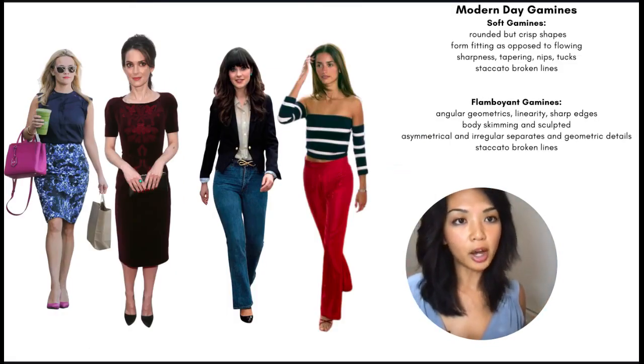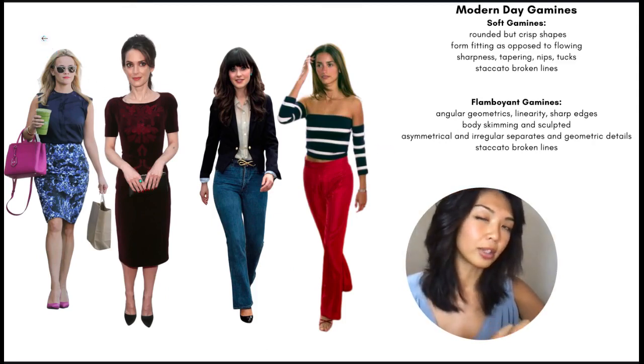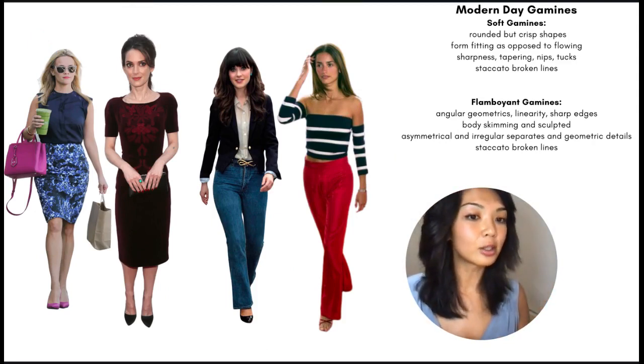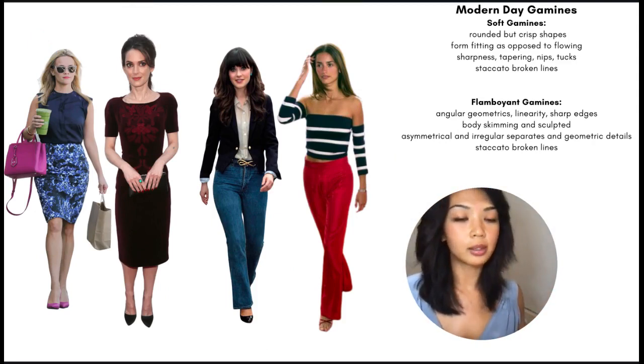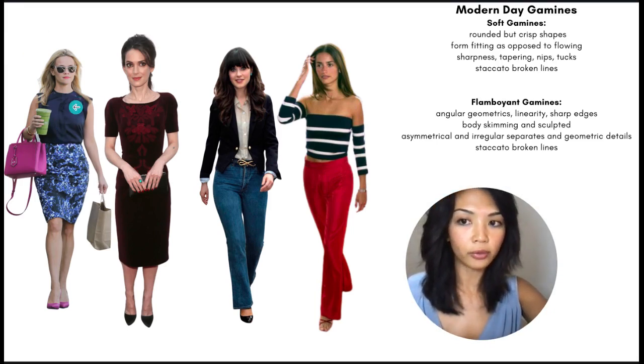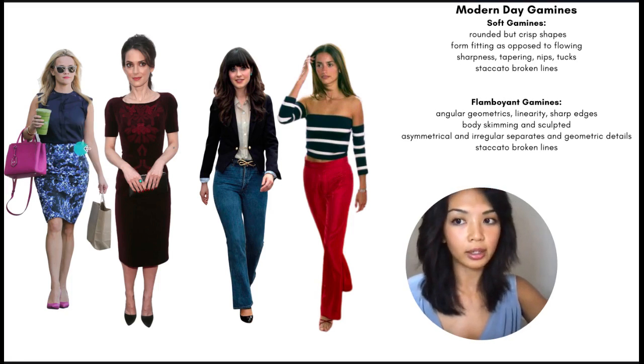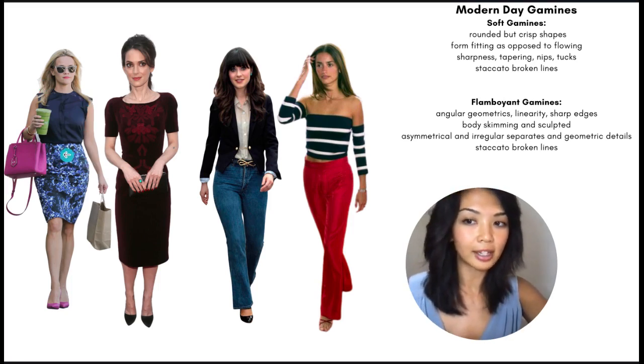All right, for some modern examples, how do you accommodate the soft gamine? Reese Witherspoon is a great example, especially if you like a more accessible style. She's a busy mom. She really knows how to dress her body in very decisive ways. So she's a great style study. You can see the staccato silhouette going on, the well-formed, crisp shapes, the strategic tapering, sharpness, nipping, tucking.